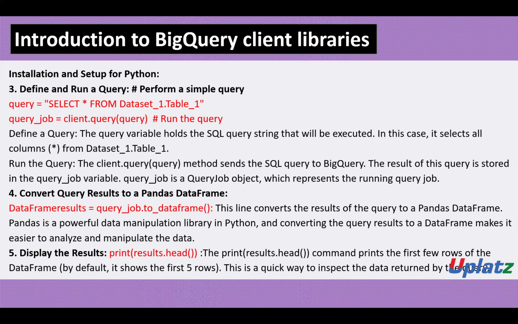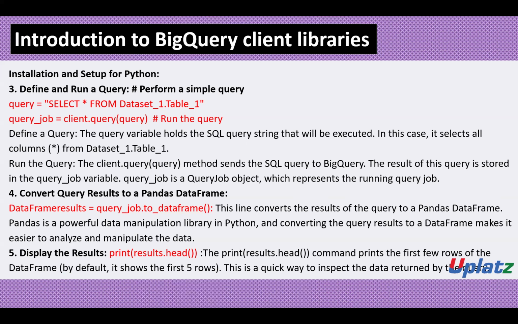Query_job. This query_job variable is a query job object which represents the running query job. In the next line of code, we have converted the query result to a pandas data frame. So dataframe result is equal to query_job.to_dataframe. This line is going to convert the result of the query to a pandas data frame.